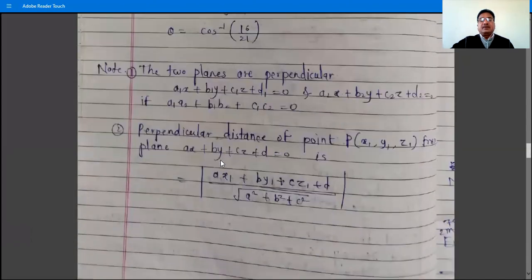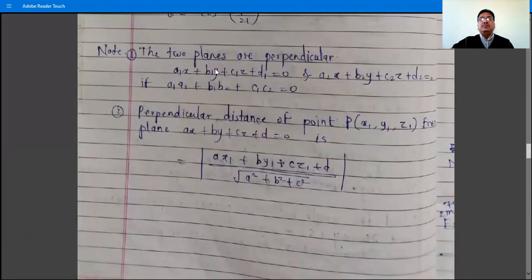So next note: the two planes are perpendicular. When the two planes are a1 x plus b1 y plus c1 z plus d1 is equal to 0, and the other plane is a2 x plus b2 y plus c2 z plus d2 is equal to 0, when these two planes are perpendicular, the same condition as the perpendicularity of two lines applies, that is a1 a2 plus b1 b2 plus c1 c2 is 0, then the two planes are perpendicular. That is the same condition as the perpendicularity of the lines.